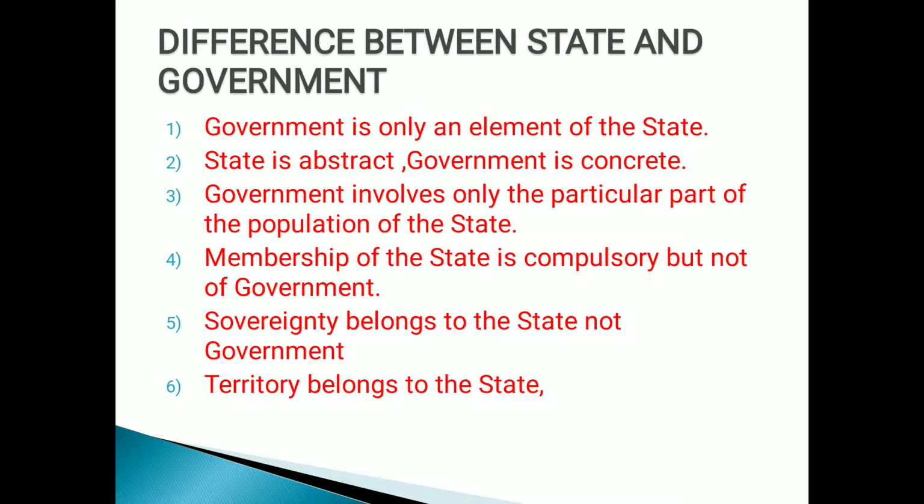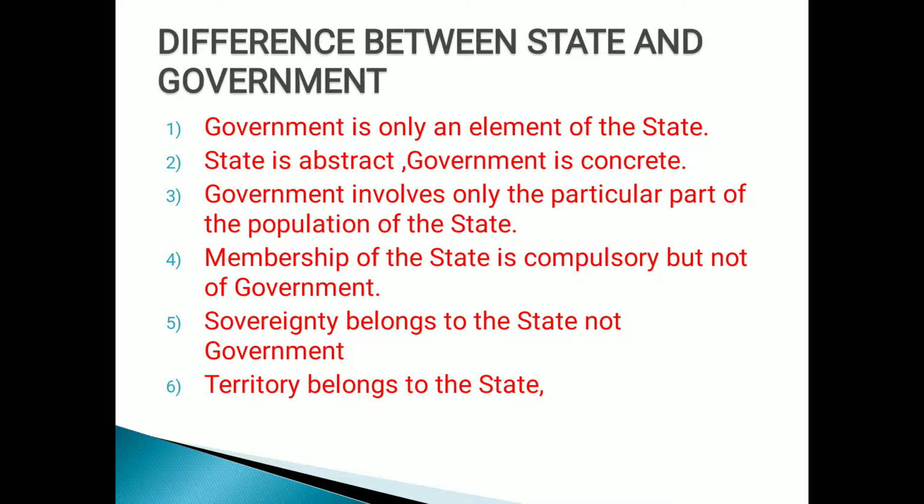Now, next, territory belongs to the state. The state has sovereign ownership and jurisdiction over its territory. A state is a territorial entity and territory belongs to it. The government has the responsibility to preserve, protect, and defend the territory of the state. The laws made by the government are applicable to all parts of the territory of the state, but territory belongs to the state and not to the government.